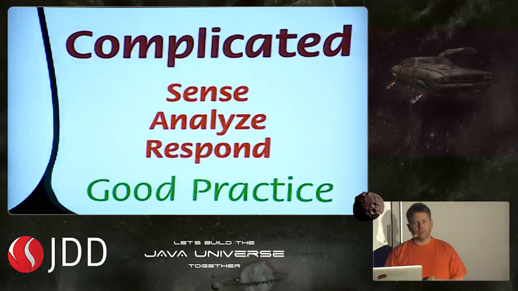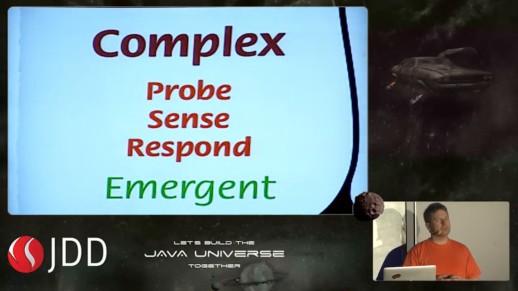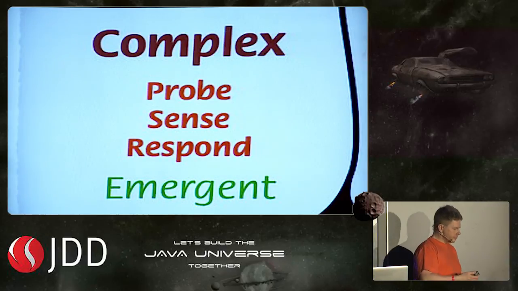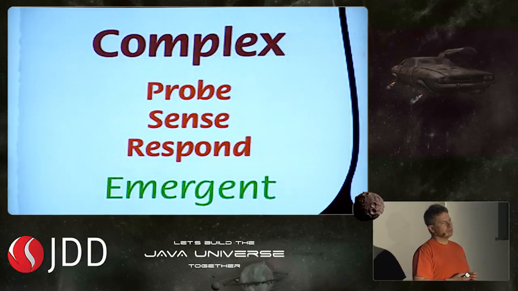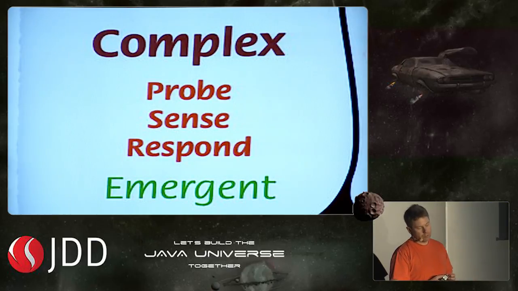Then there are the more complicated stuff, which is complex. We don't know the connection between cause and effect here. So you do something, you try to react, but you don't know how. This is where we do experiments. This is where we do spikes.